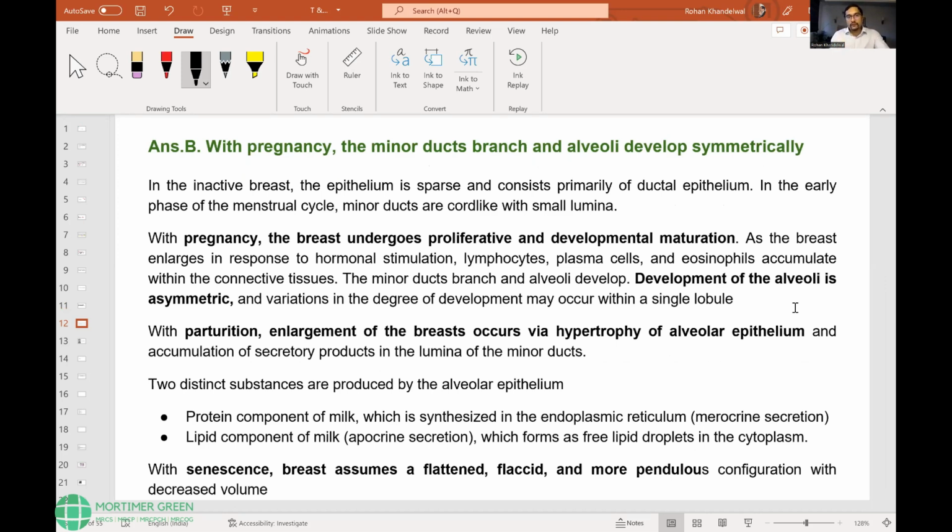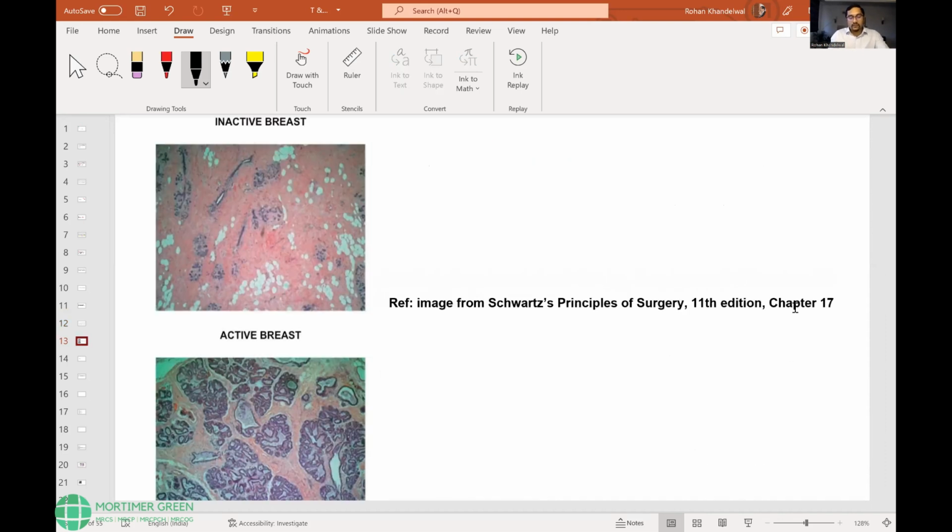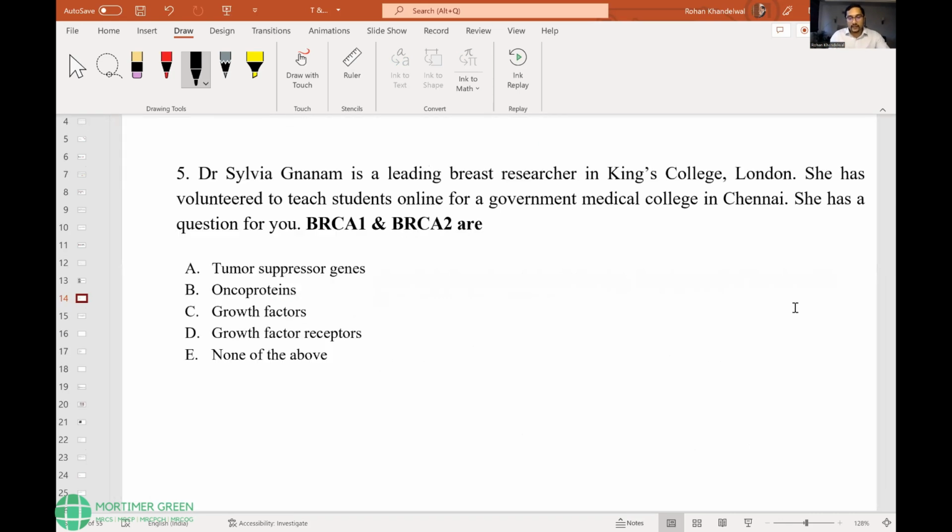For future reference, you can always go through these explanations as well. The additional points which I'm telling you, I would strongly recommend that you make a note of them, as they can be useful in the exam for you as well. So this is an inactive breast versus an active breast. You see that the glandular tissue is prominent in an active breast, and it is active and functioning in an active breast.